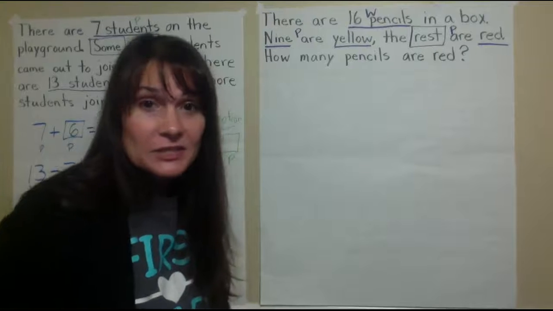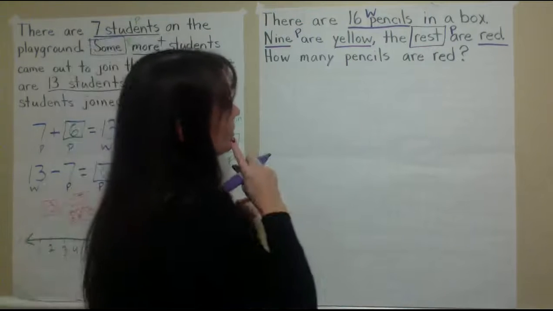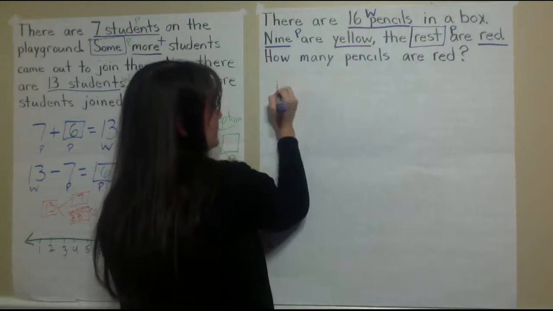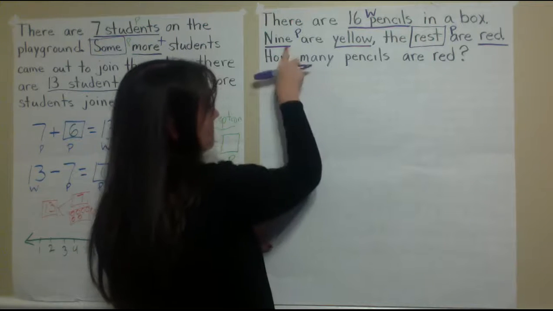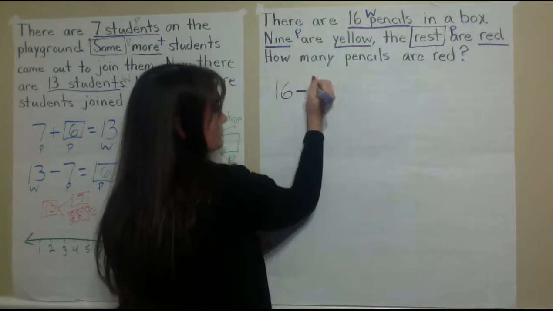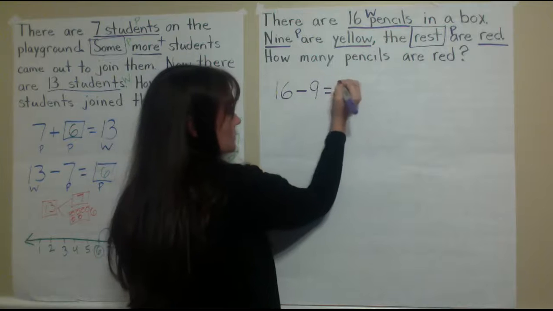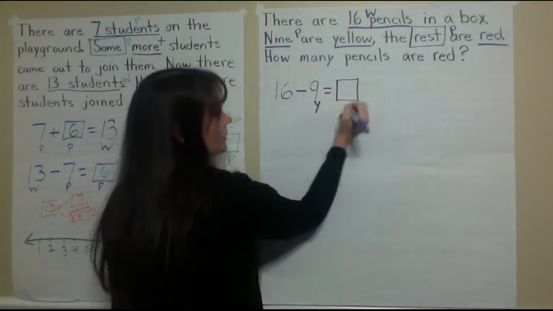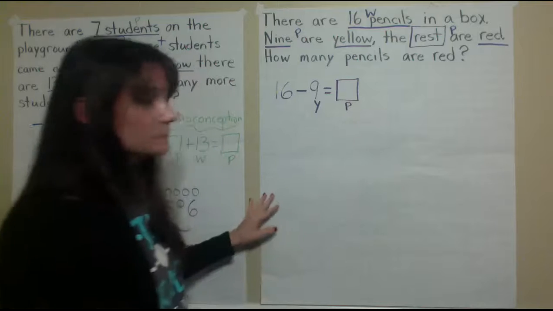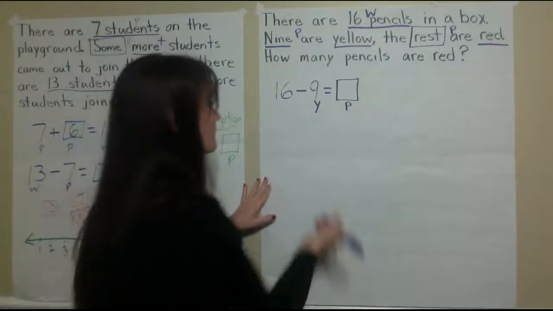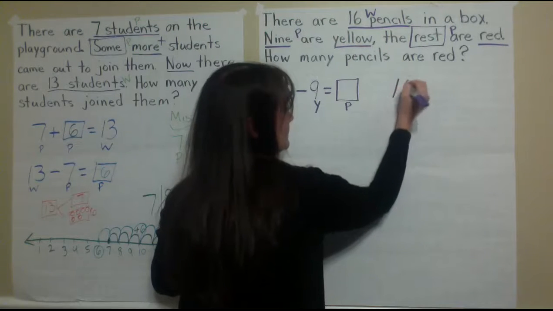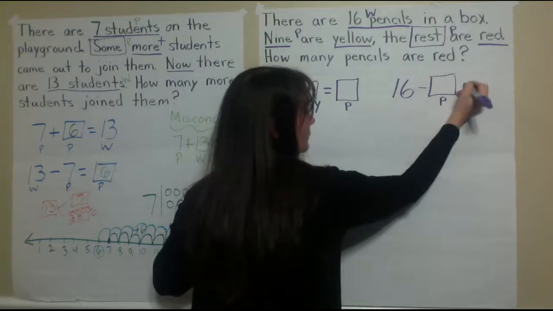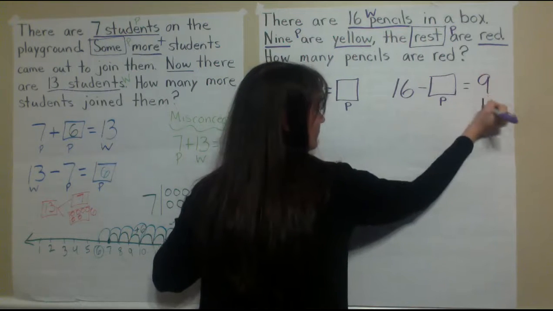Great job, mathematicians. So I saw that if this is my whole, I could say that 16 minus the part I know equals the part that I don't know. These are my yellow and these are my red. I could also say 16 minus the part I don't know equals 9.